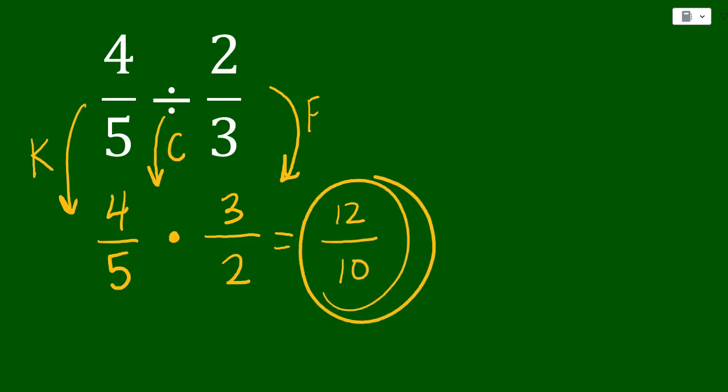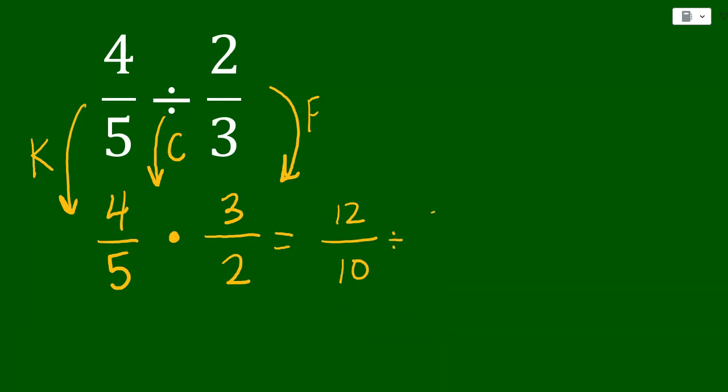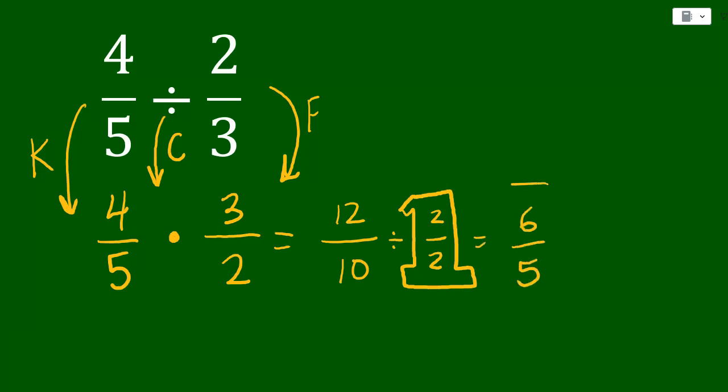And then don't leave it alone without reducing. 12 over 10 will reduce. These both divide by 2. Remember, you're always just dividing by 1. That's all you're doing. Not changing the value. 12 divided by 2 is 6. 10 divided by 2 is 5. That's your final answer. Okay?